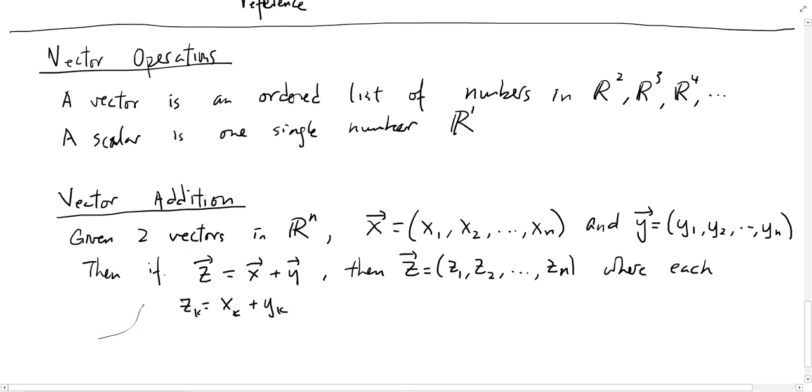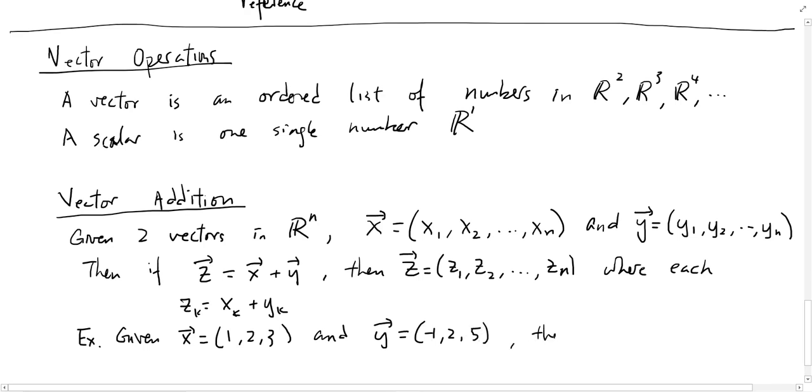Now, let me show you a very simple example. You'll find out that doing this is nothing more than doing a whole bunch of addition at the same time. So suppose I define the following. Let's say vector x is equal to 1, 2, 3, and let's say vector y is equal to -1, 2, 5.